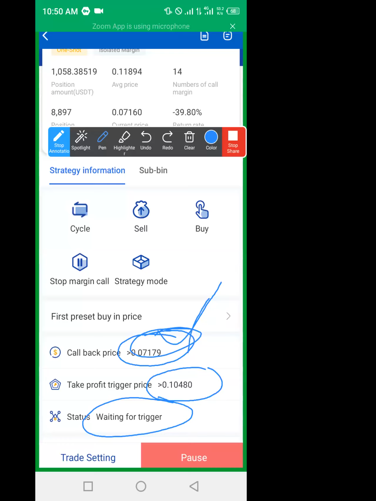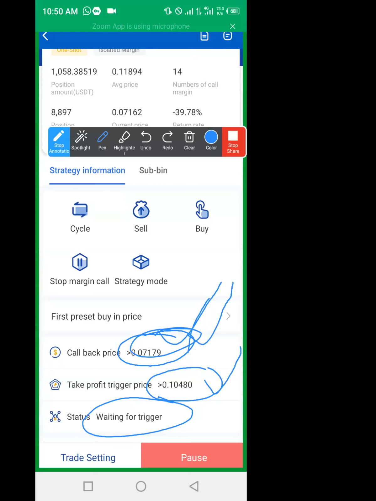So always when you come here, when the trigger price has not yet been reached, it will be showing you the price at which the next margin call is going to be bought. After that price is reached, it puts there the callback price, then it waits for that. So the price you are seeing here is the buying price for the next margin call, and this is the selling price for the last margin call.